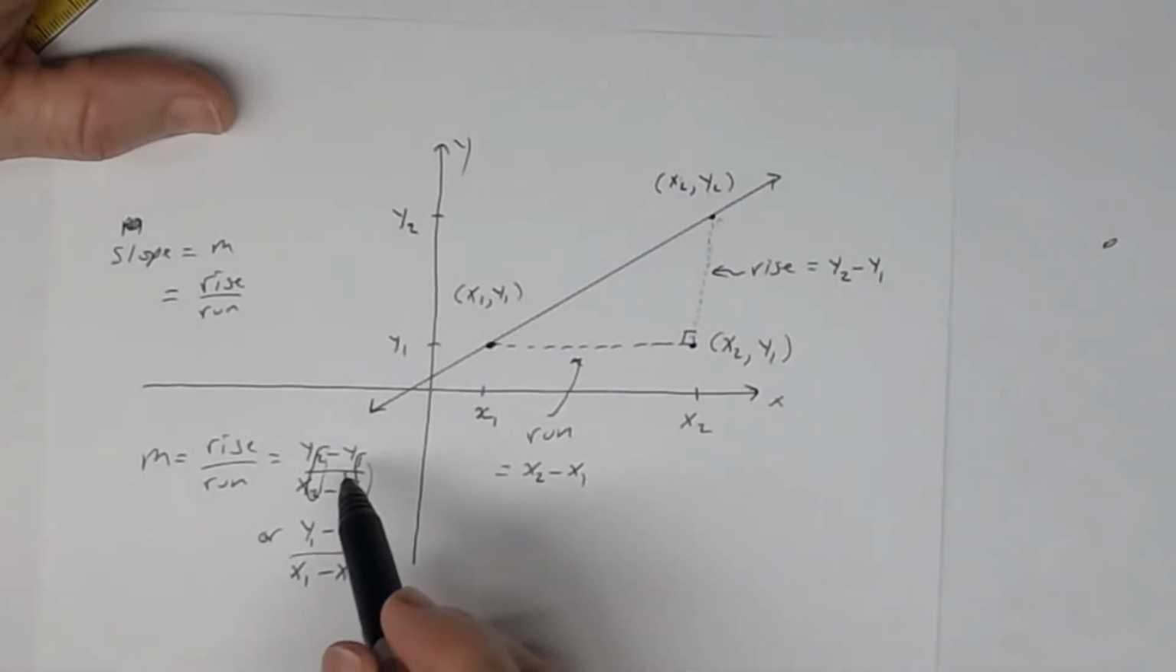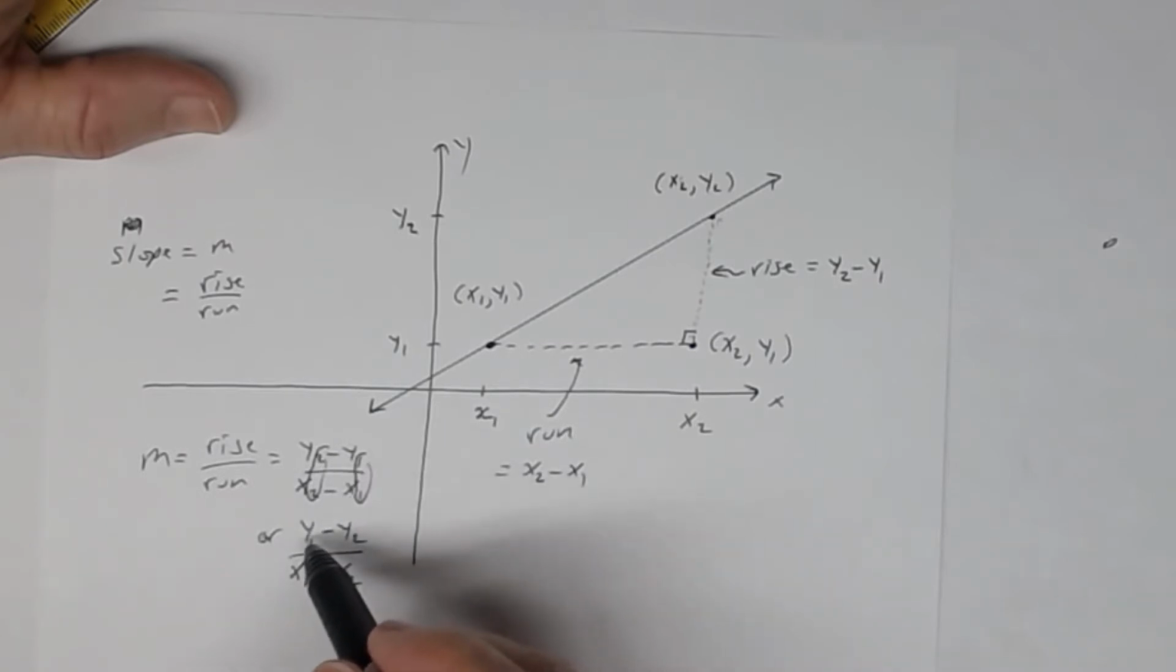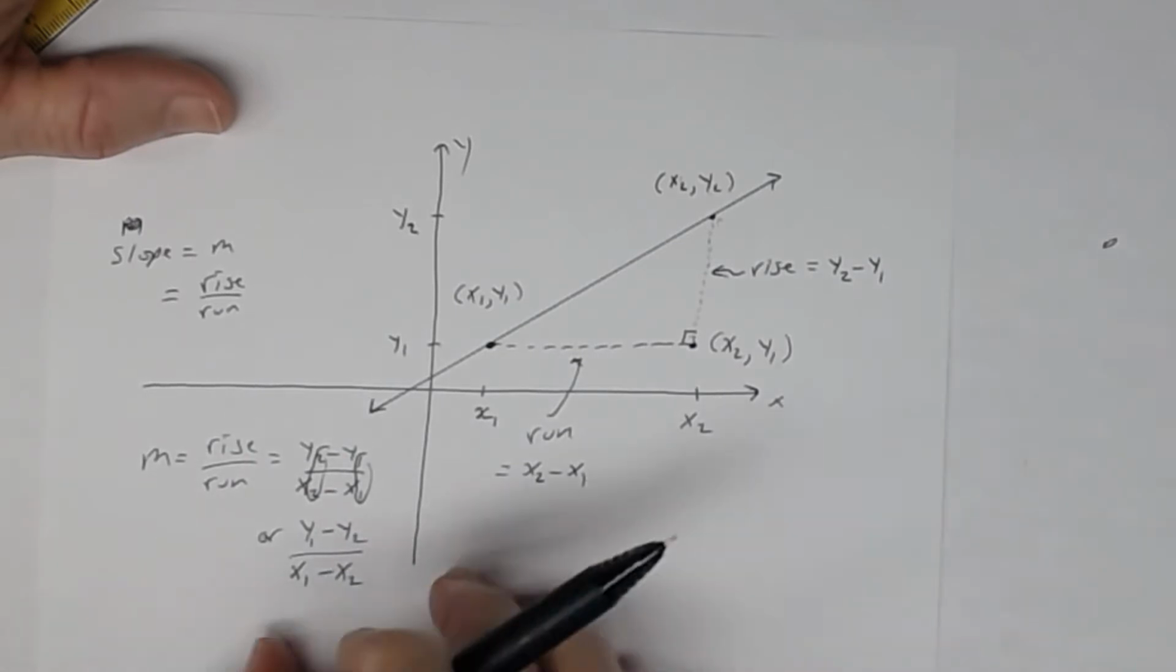Remember, subtraction, the order in which you subtract does matter. Subtraction is not commutative. So y2 minus y1 is not the same as y1 minus y2. They're opposites. The same thing for the denominators. Those are opposites. But if you keep the subscripts aligned, the value of that fraction will be the same. So the slope will be the same. All right, so that's your slope formula.